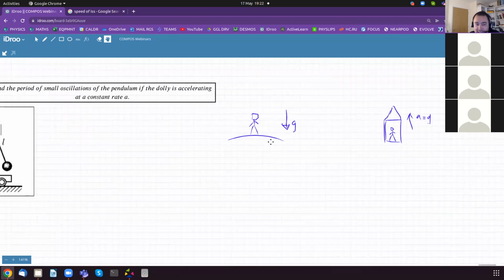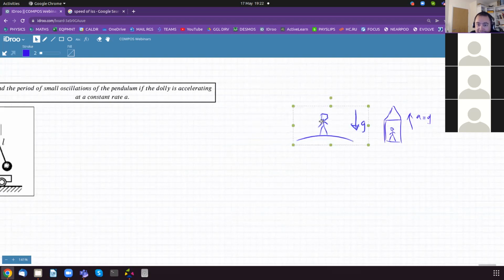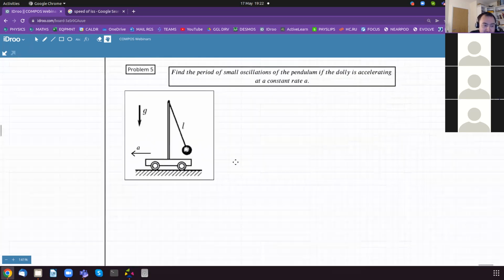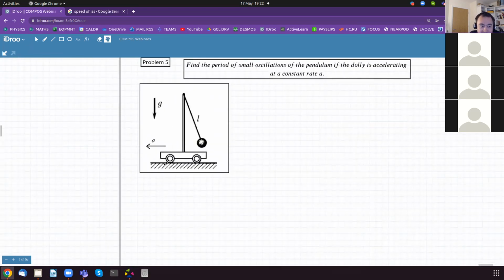So if you're standing on Earth and there's gravity, or you're standing in a spaceship which is accelerating, the things that you feel and the things that you see around you are exactly the same. And we're going to use that fact. So the fact that the trolley is accelerating and experiencing gravity would be equivalent to the trolley standing still, but experiencing gravity in this direction.